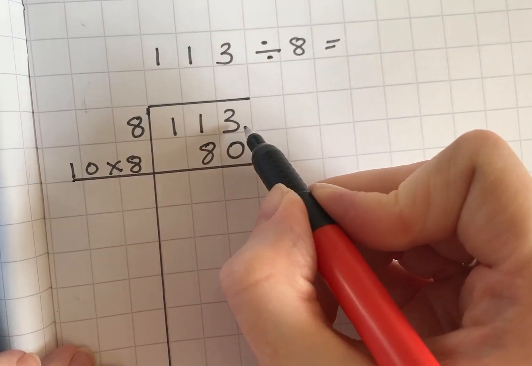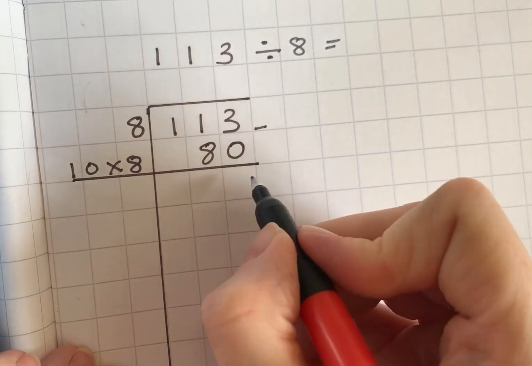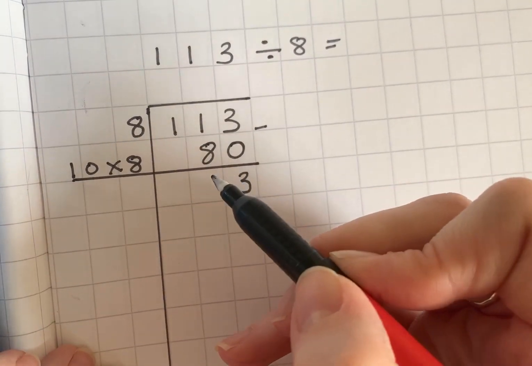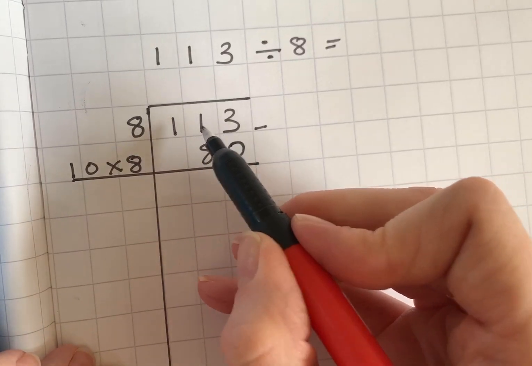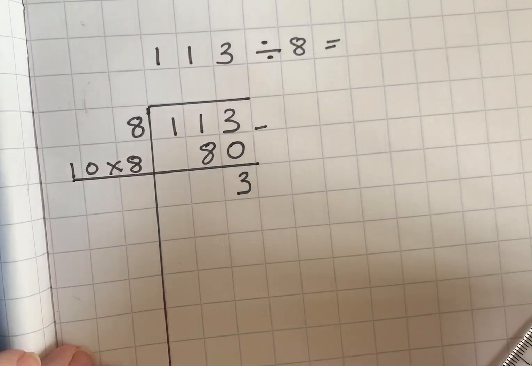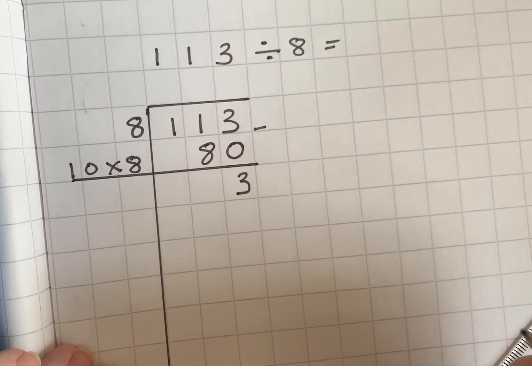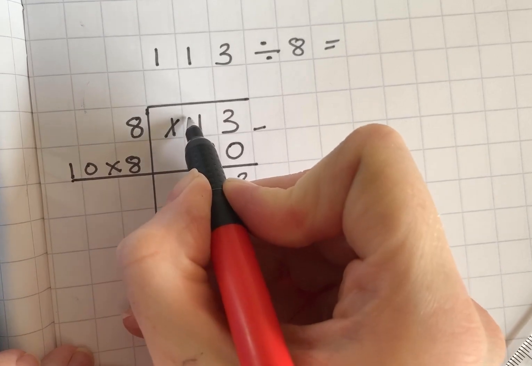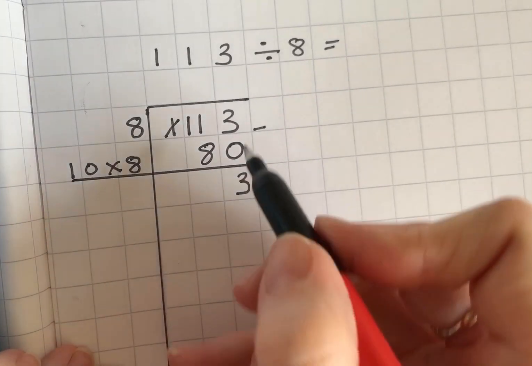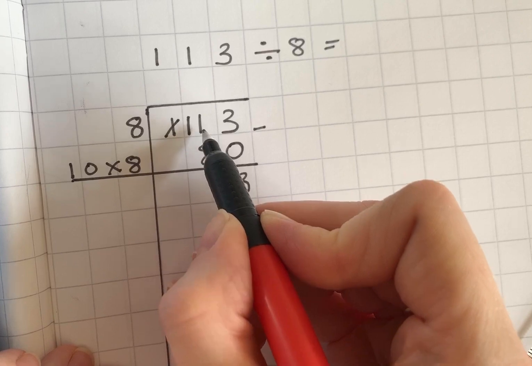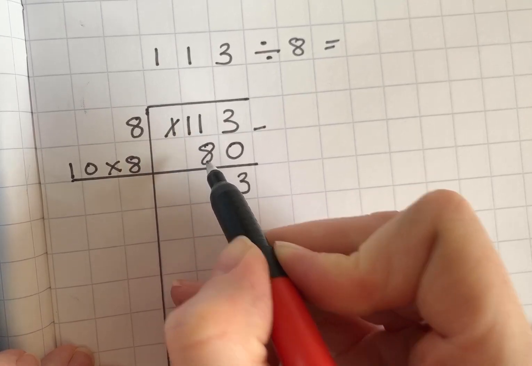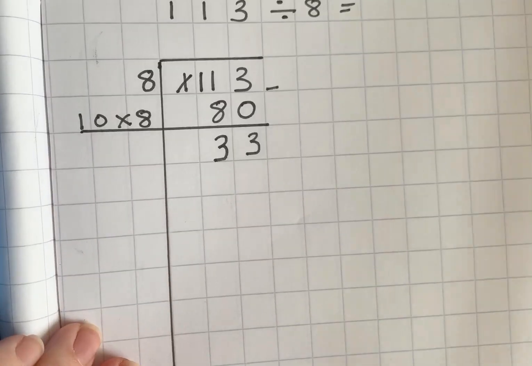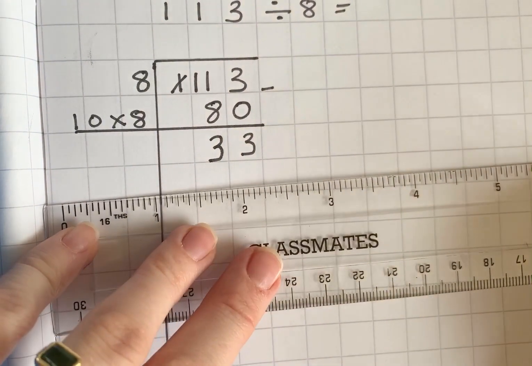So I will start with 3 take away 0 is 3. 1 ten take away 8 tens I can't do because the number on top is smaller. So just like column addition, I can do an exchange. So I'm going to go to my hundreds and exchange that 100 into 10 tens. And now I can do 11 tens take away 8 tens, which leaves me with 3. And I'm left with the answer 33.